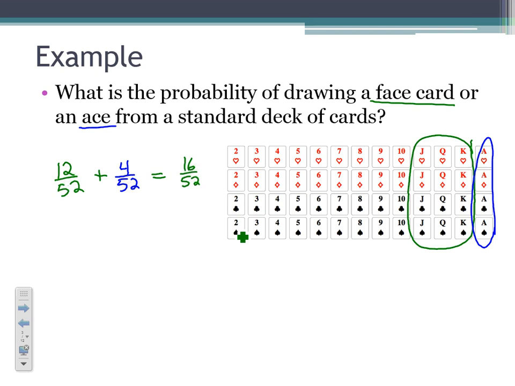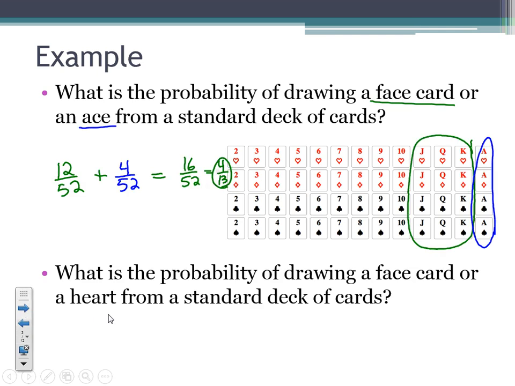However, if you're going to utilize a fraction, my preference would be that you reduce that down to its simplest form. So we could reduce this down to 4 out of 13. That would be our probability of selecting a face card or an ace. All right, and we can see that that addition rule works great, okay? But how about a problem like this one?